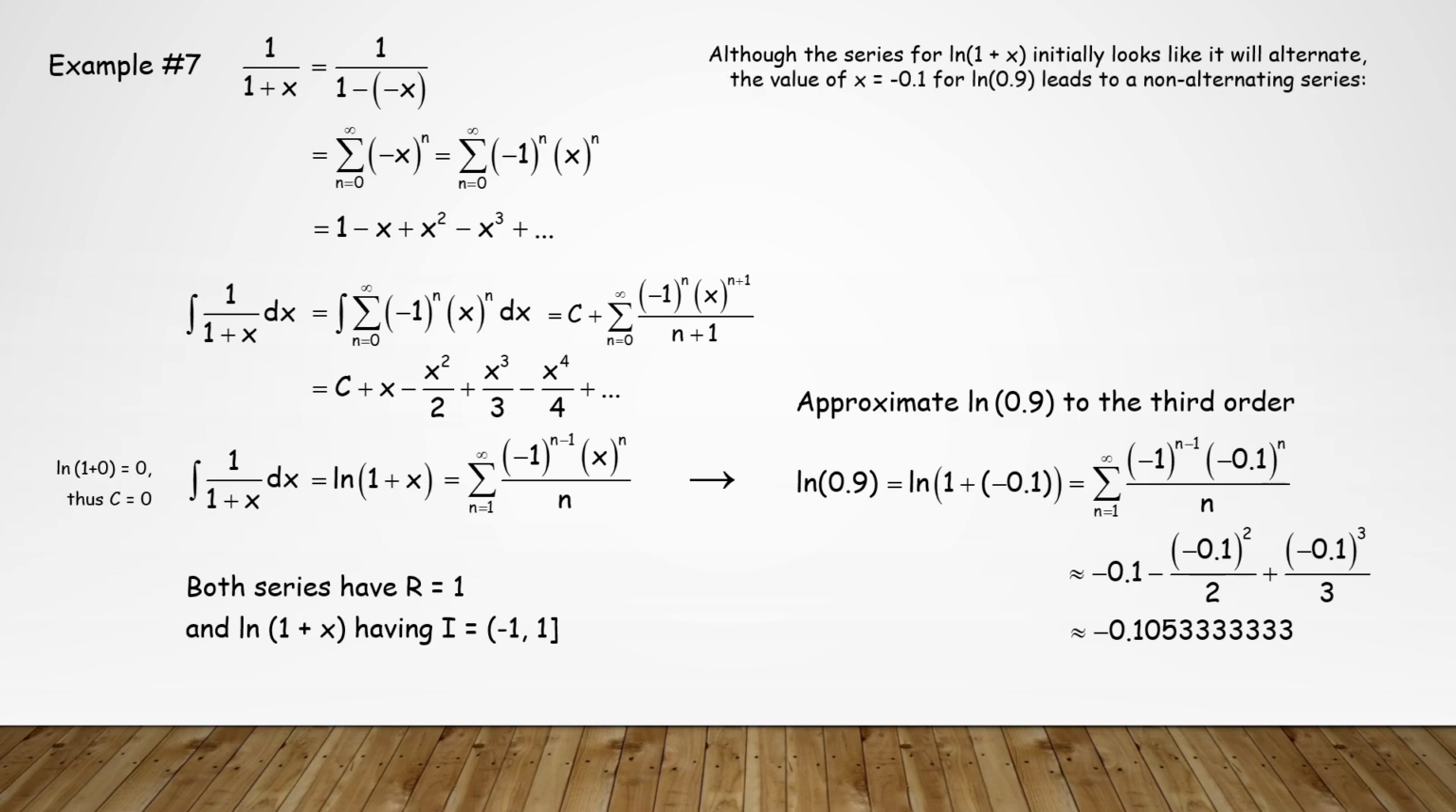Now, although the series for ln of 1 plus x initially looks like it will alternate, what will happen is that if we plug in the value of x equal to negative 0.1 for ln of 0.9, this actually leads to a non-alternating series. Okay, let's take a look here. This is negative. A negative squared is positive, but this is negative. So this is negative, and then a negative cubed is going to be negative again. We're back to being non-alternating.